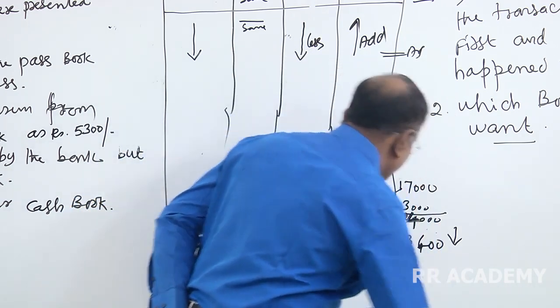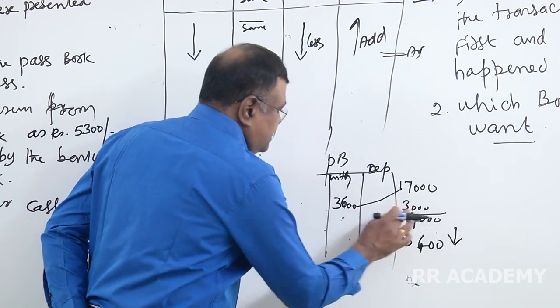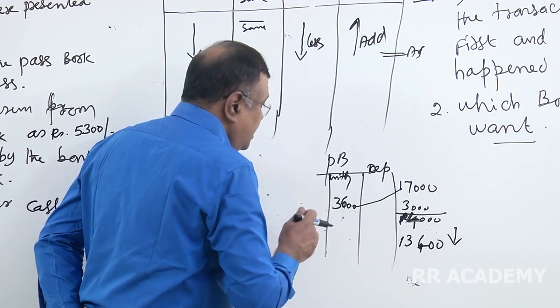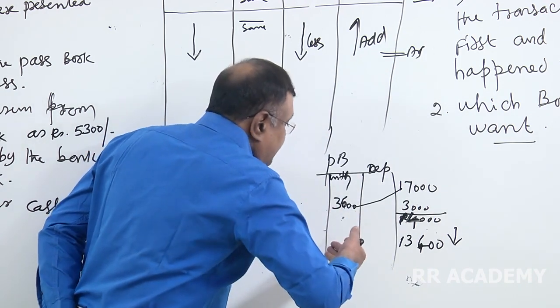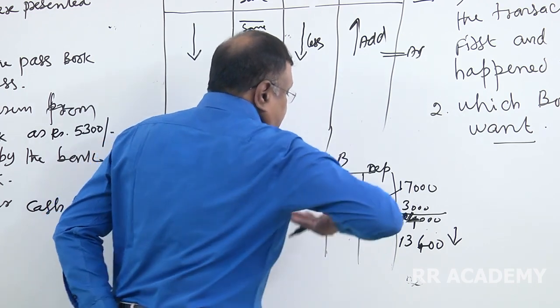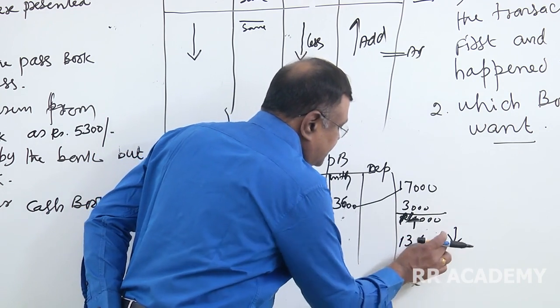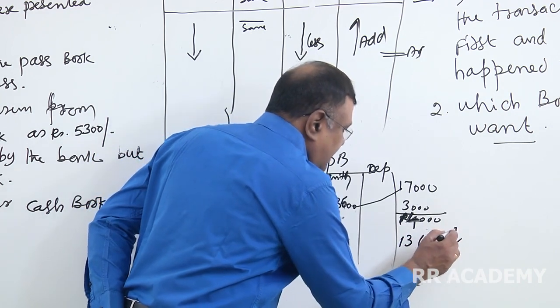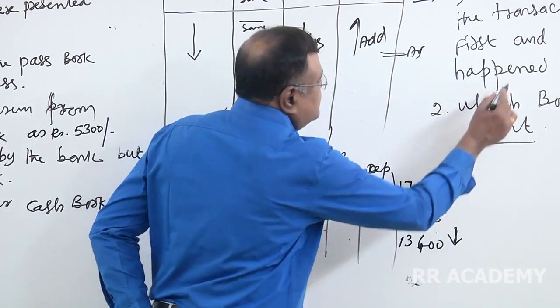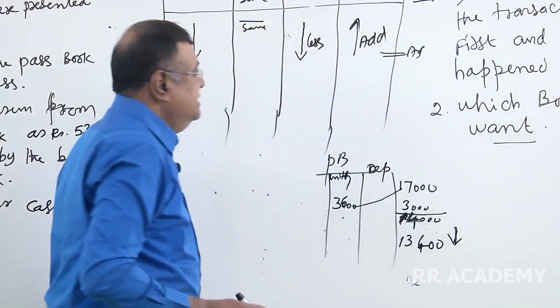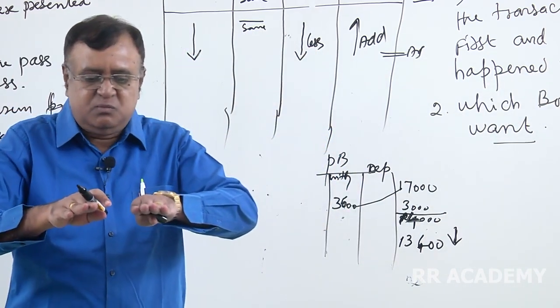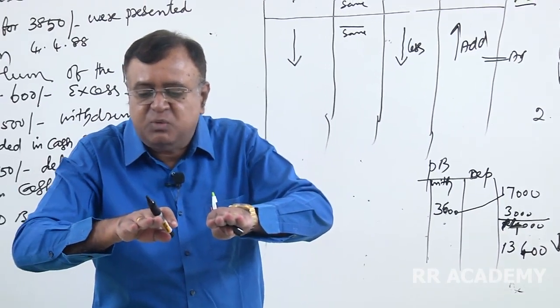Imagine now, 17 minus 3, only 14 should come. Instead of writing 3,000, the accountant has written 3,600 more. Therefore, balance is 13,400. What happened to the balance? Less. Cash book or passbook? It is written in the passbook.